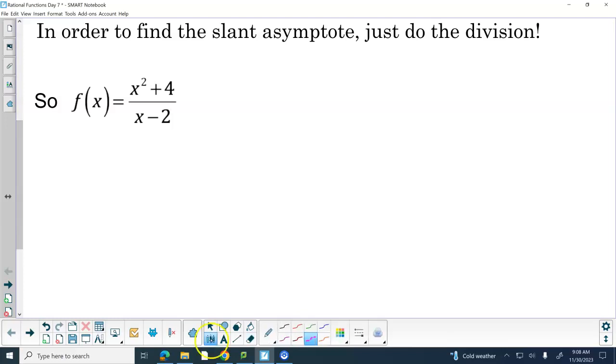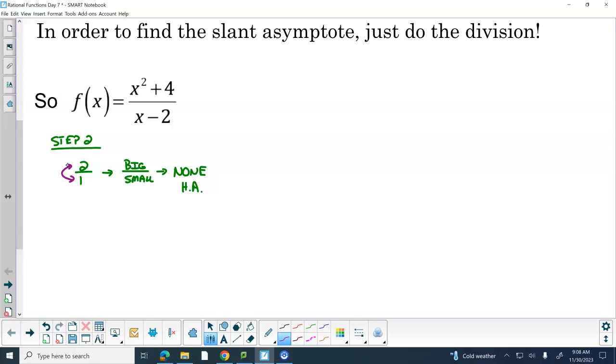So if I were to do my step 2, I would say what is the degree on the top? 2. What's the degree on the bottom? 1. So this would be a big over a small. So that would be no HA. Right? But this difference right here is 1. And we're bigger by 1, so now we have to do the division.